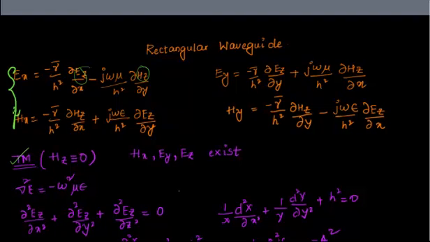Now first we are going to start with the TM wave. TM wave is transverse magnetic wave. In a transverse magnetic wave, the magnetic field component in the direction of propagation is 0. Our transverse magnetic component is in z direction, and for this case Hx, Hy, Ez fields exist.